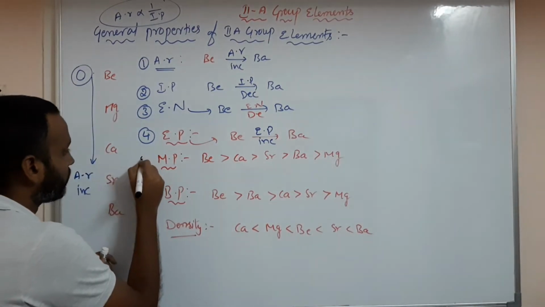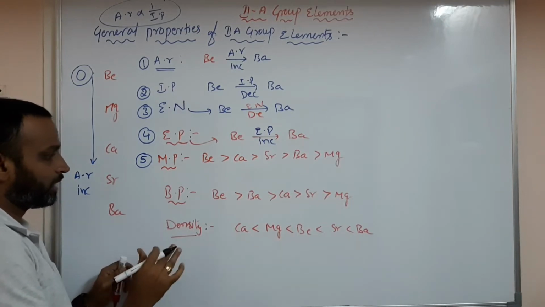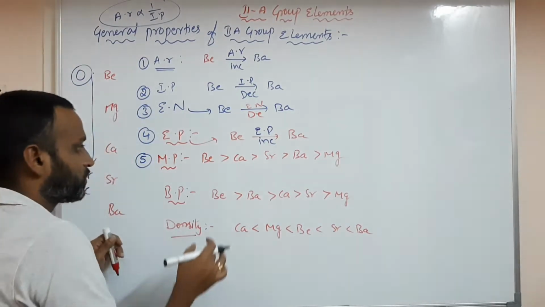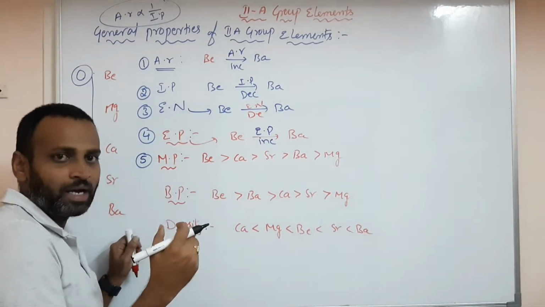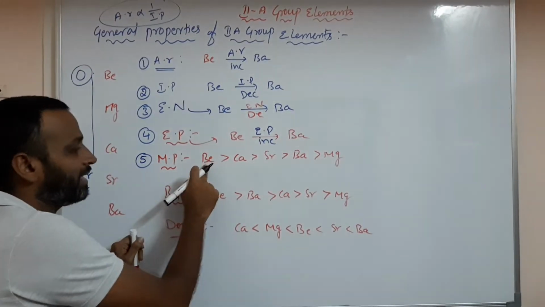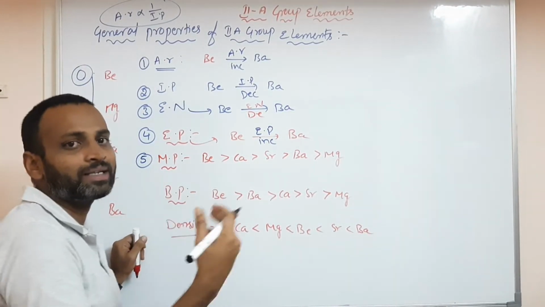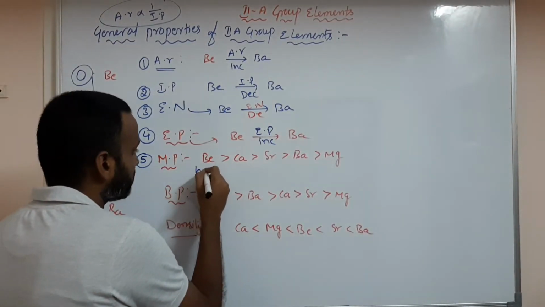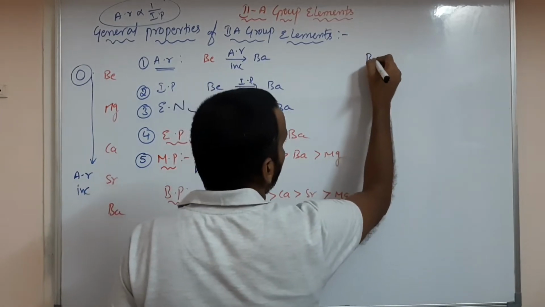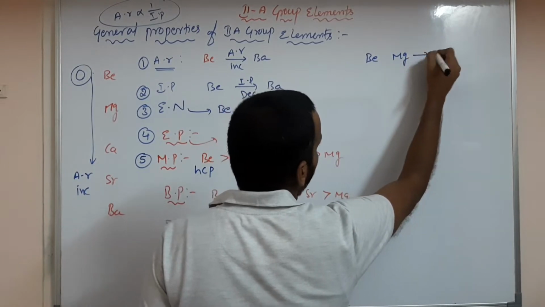Okay, next, this fifth one, melting point. Melting point and boiling point depend on their structures. If they have a closed structure and a very small size, certainly they have more attractions. So beryllium has a higher melting point, meaning more temperature is required to melt it. Beryllium has HCP structure, hexagonal close packing. I will write here: beryllium and magnesium both have HCP structure.